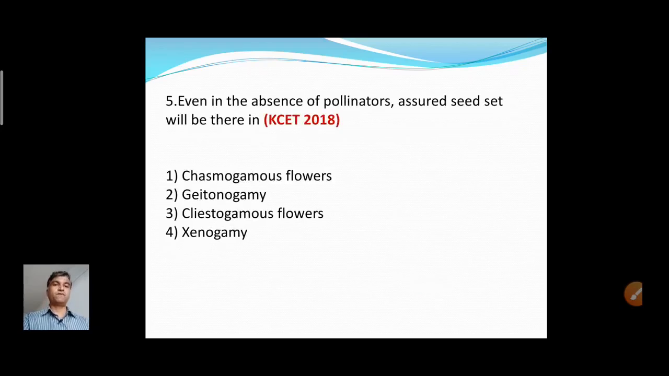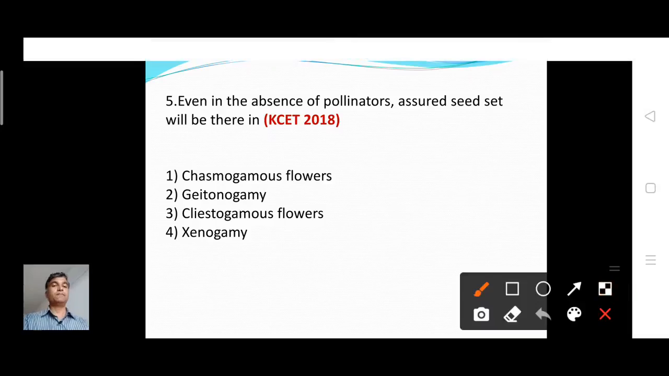Question number 5. Even in the absence of pollinator, the assured seed set will be there. So what is the meaning?